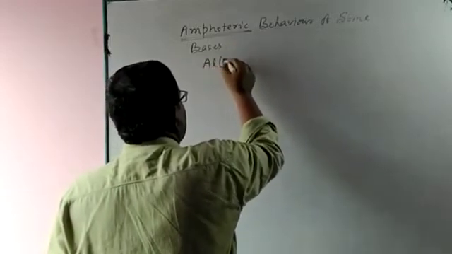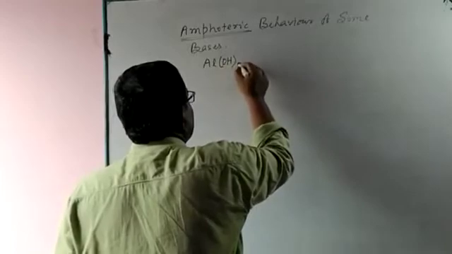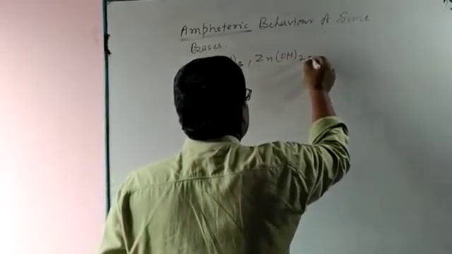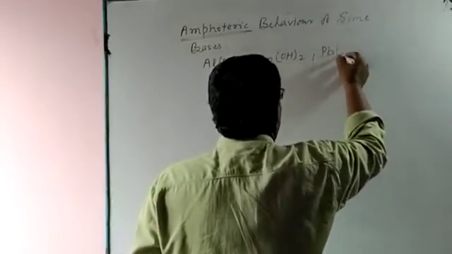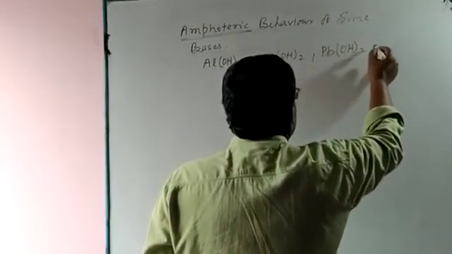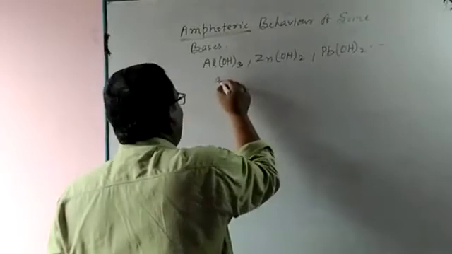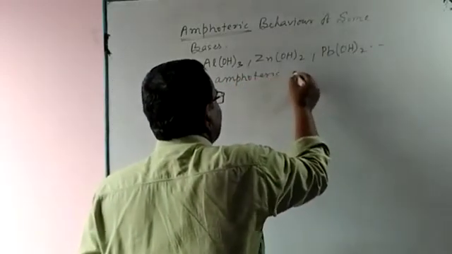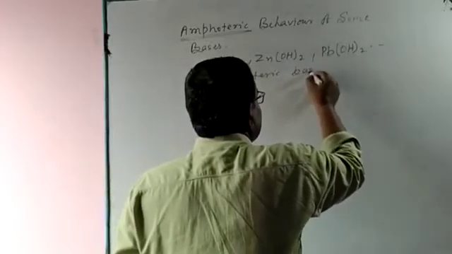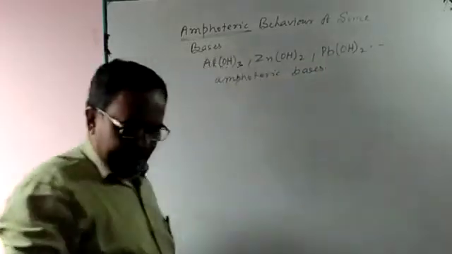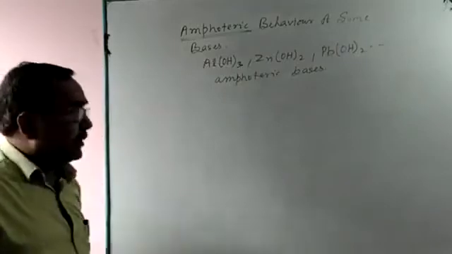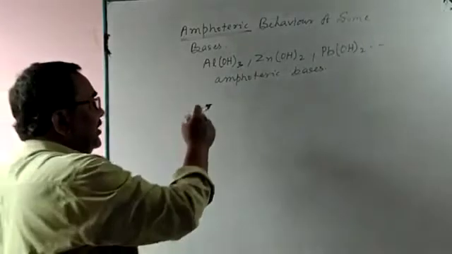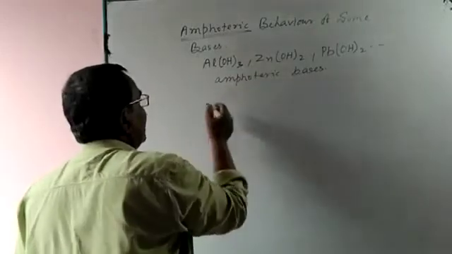Aluminium hydroxide, zinc hydroxide, lead hydroxide, these are the amphoteric bases. Now we have to clarify with examples, with chemical reactions.